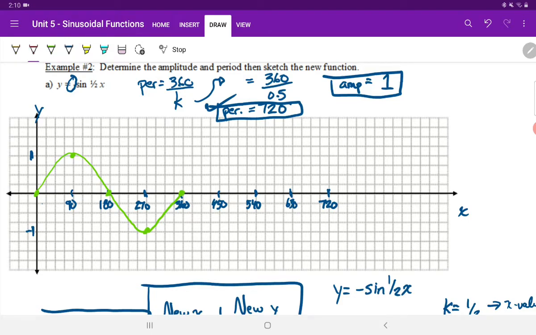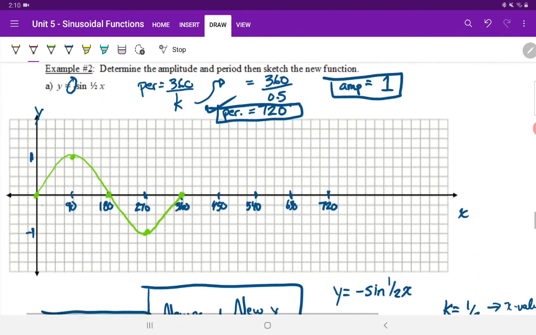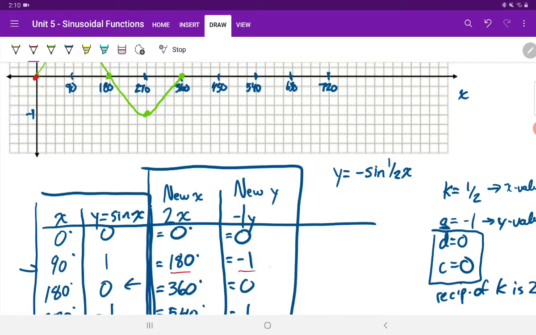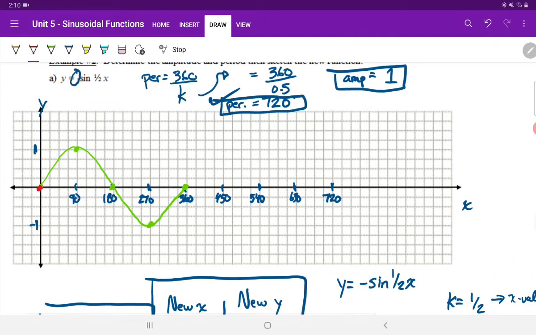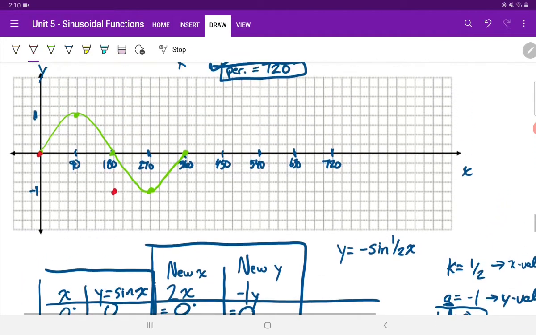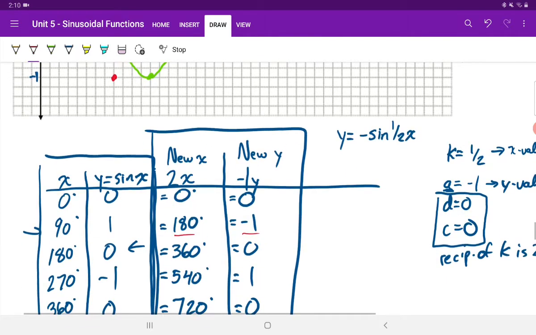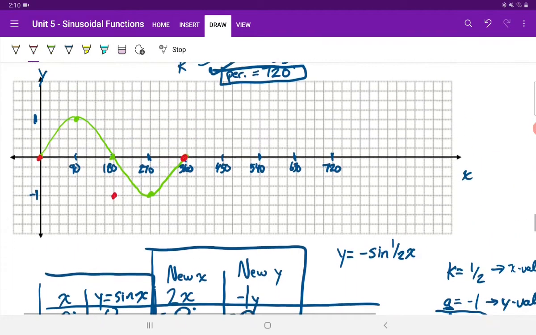Now let's do our other function. So I need to plot 0, 0, 180, -1. See, it's getting reflected across the x-axis. 360, 0, and it's getting horizontally stretched by a factor of 2. Even though k is 1/2, it's getting stretched. The period is getting doubled here. 540.